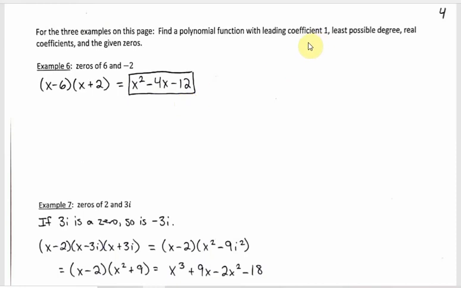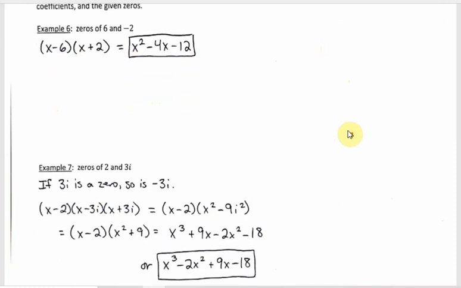We've got the right leading coefficient. We've got a 1x squared. We have the least possible degree because we have two distinct roots, and then we have degree 2. Oh, and I guess we have real coefficients, right? We don't have imaginary coefficients there. So we're good to go. So number 6 is nice and short. Number 7's a little bit longer than that, but it's not too bad.